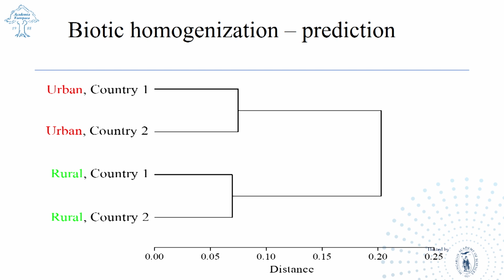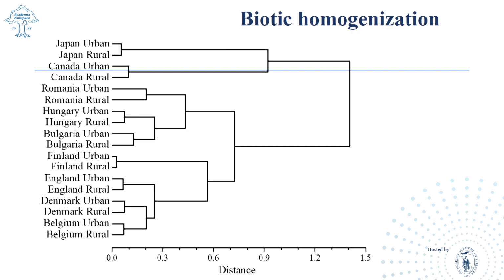Okay, biotic homogenization hypothesis. This should be the prediction for the 9 studied countries. If the strong version is true, you should receive such a conclusion based on the data sets. So the urban area of country 1 should be more similar to the urban area of country 2, because the same species are characteristic for the cities, and again the rural area should be similar to the other country. Okay, so that's the classification of the 9 countries.